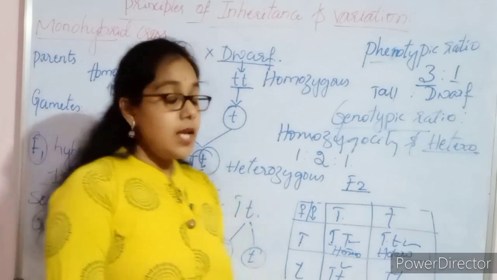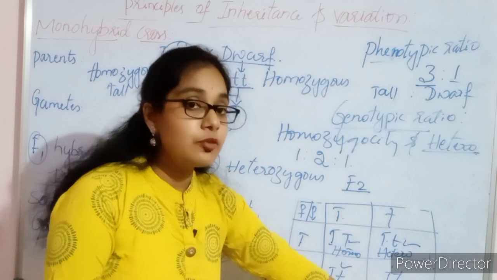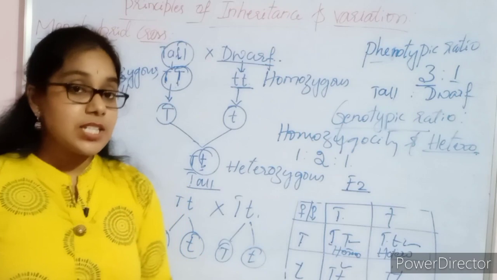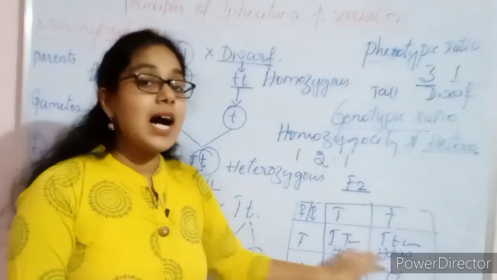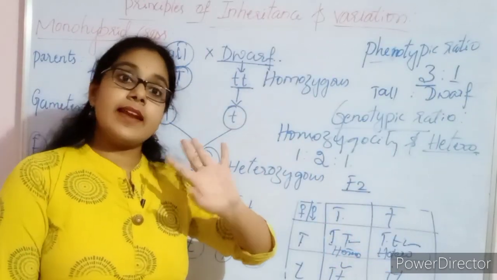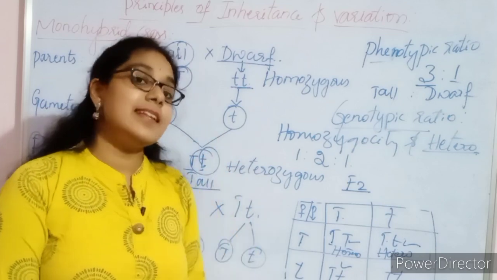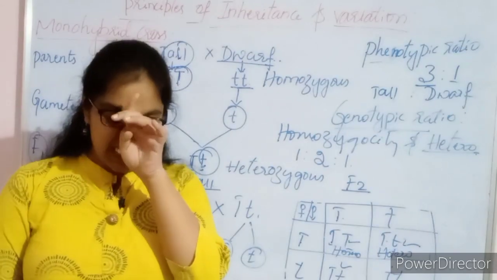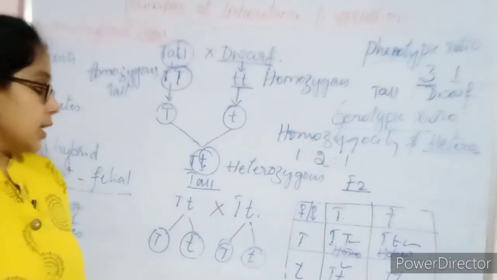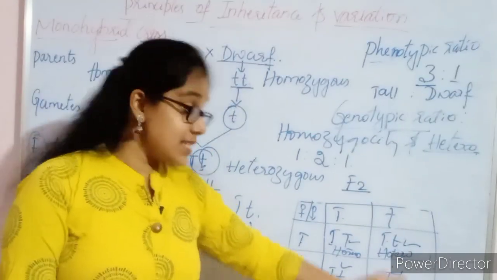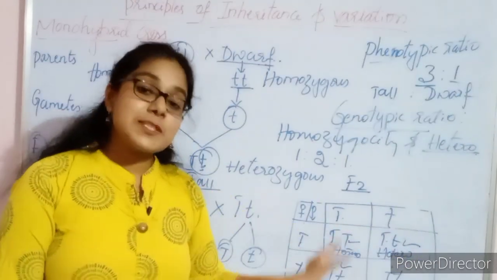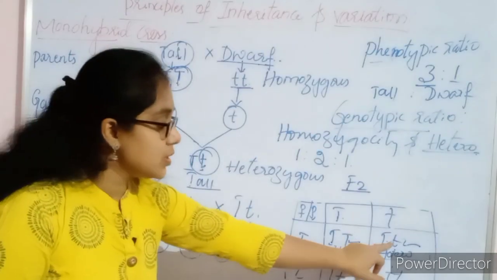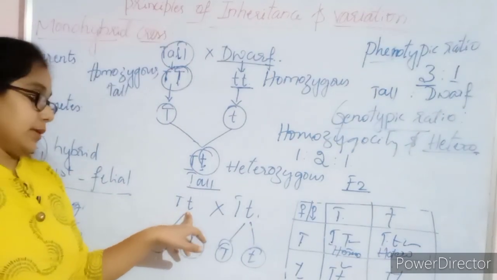Understood? So how many individuals have we got in the F2 generation? We have got 4 individuals. Among those 4 individuals, 2 of them are expressing their parental characters. Exactly the parental characters. See, capital T, small t, the parent is having capital T, small t.